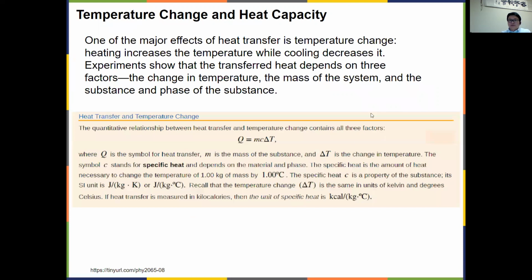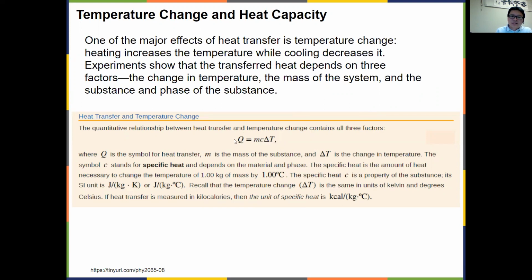All right, so most of the time when you add heat to water or to some materials, the temperature of it will increase, okay? So then you can write the equation here. If you have heat added, then that causes the temperature change, delta T, all right?